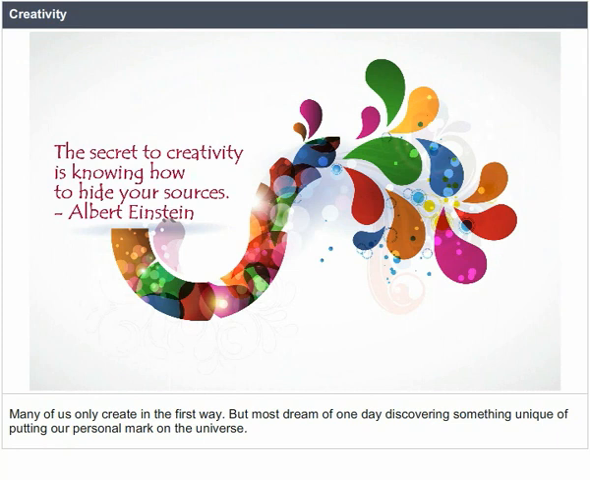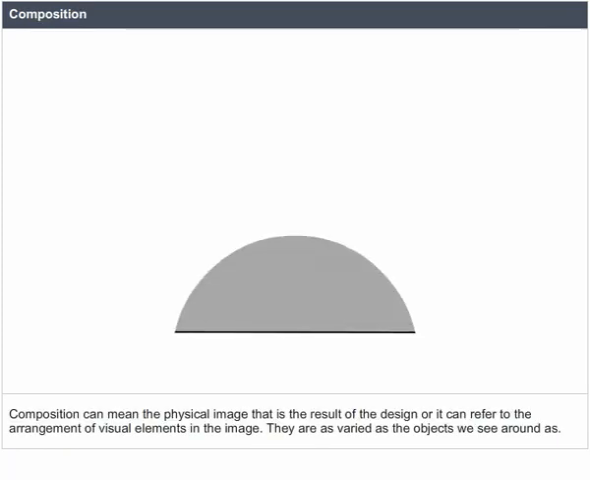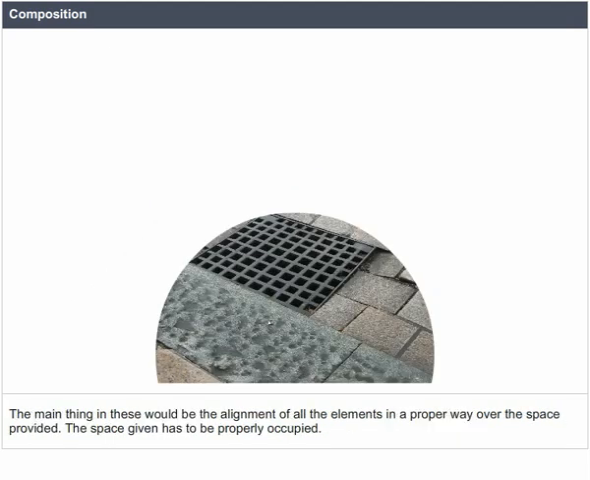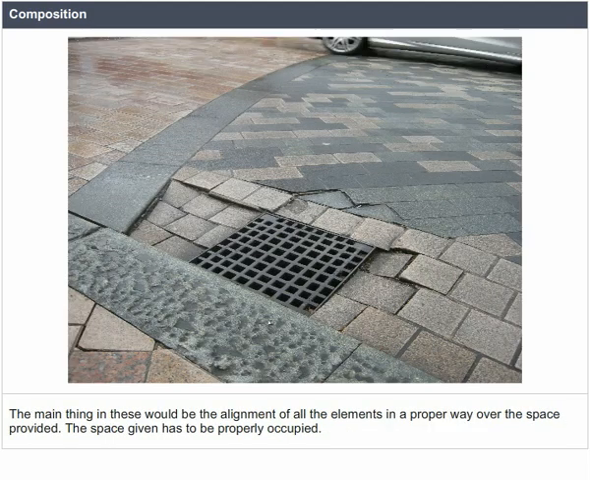Composition. Composition can mean the physical image that is the result of the design, or it can refer to the arrangement of visual elements in the image. They are as varied as the objects we see around us. The main thing in these would be the alignment of all the elements in a proper way over the space provided. The space given has to be properly occupied.